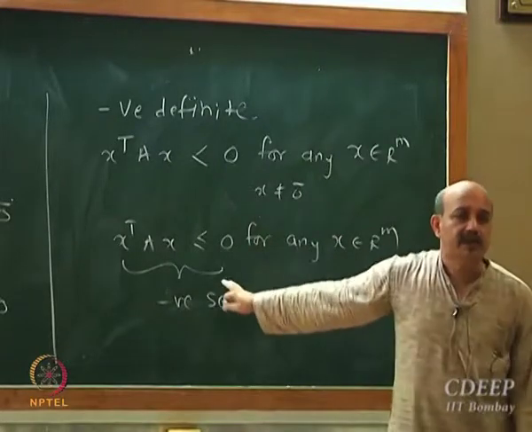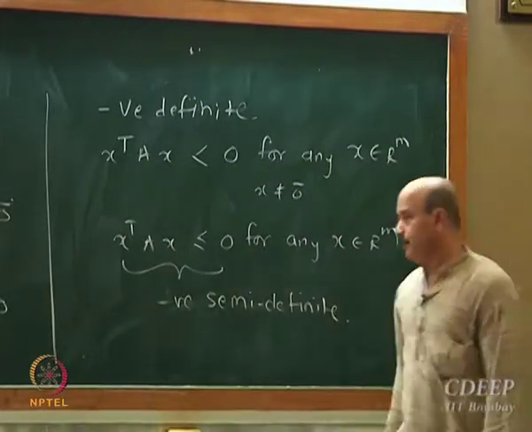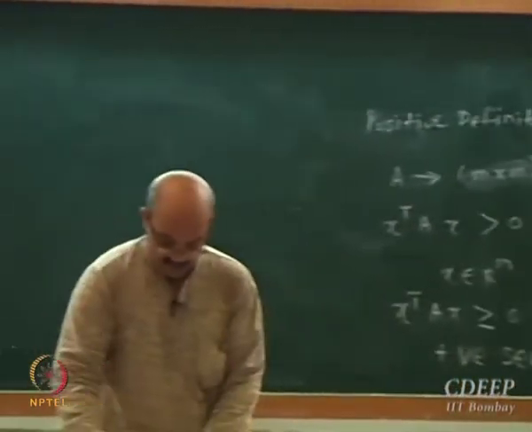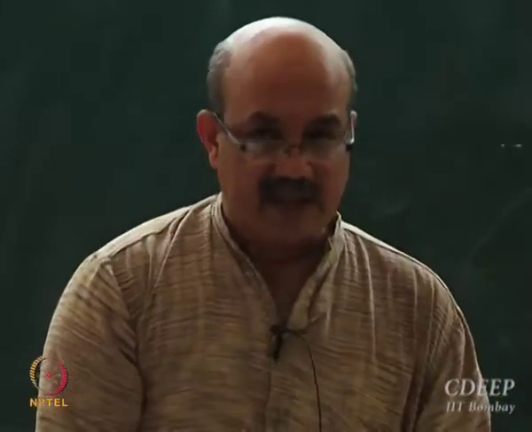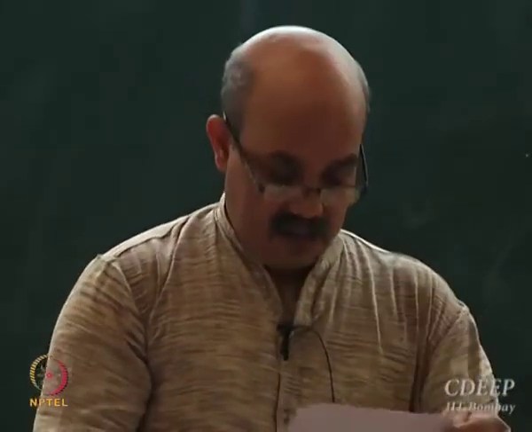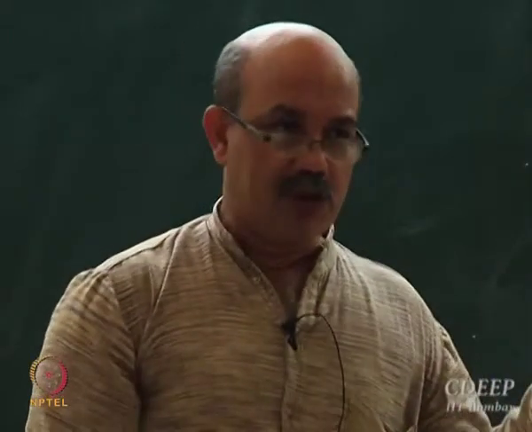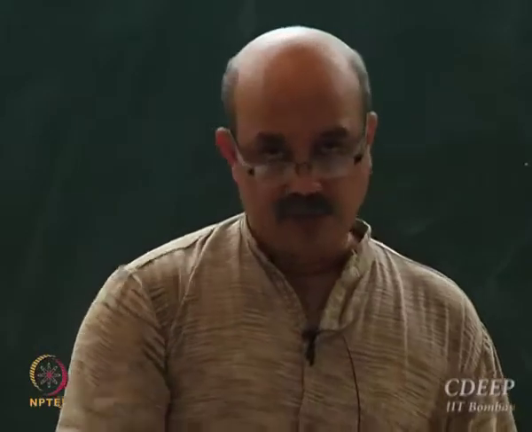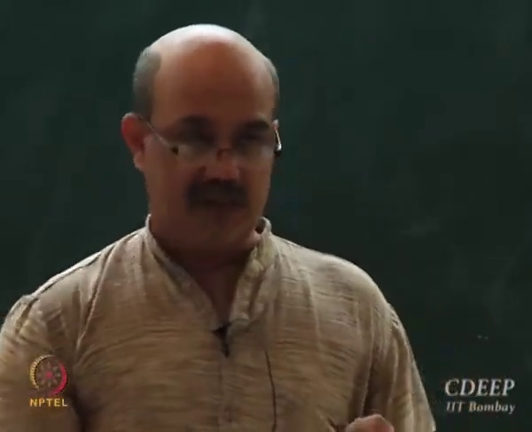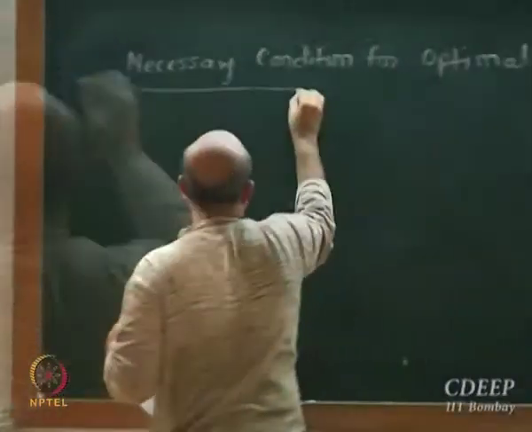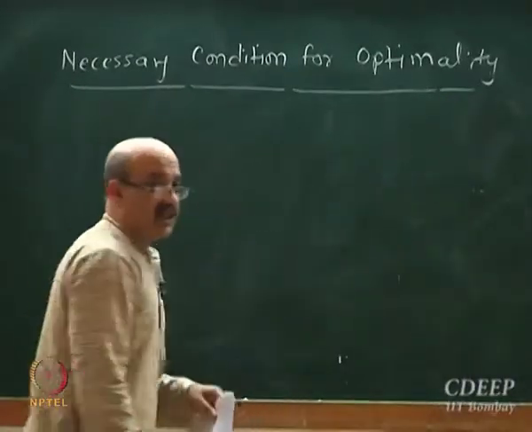So this is just the background work that I need to proceed further. Well, the necessary condition for optimality is something that I would like to quickly derive in the class, though every step I am not going to write because it's there in the notes. I'll just give you an outline of the proof, how it is done. So the necessary condition is given by this theorem.